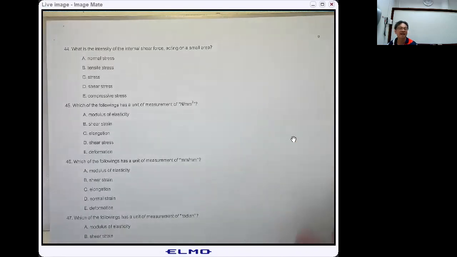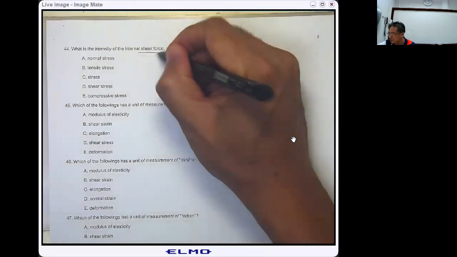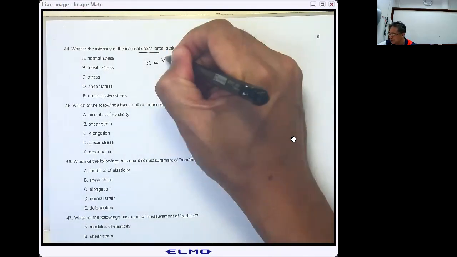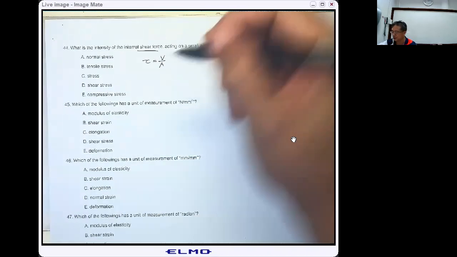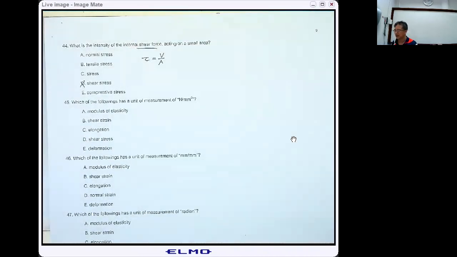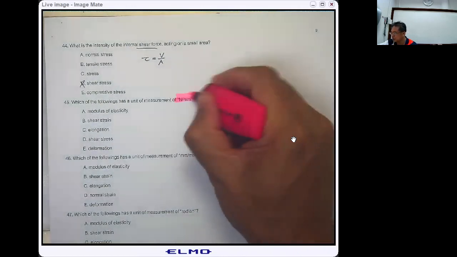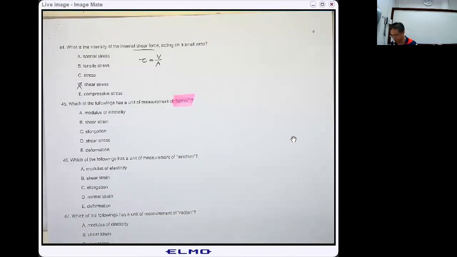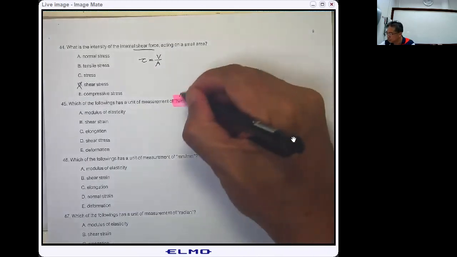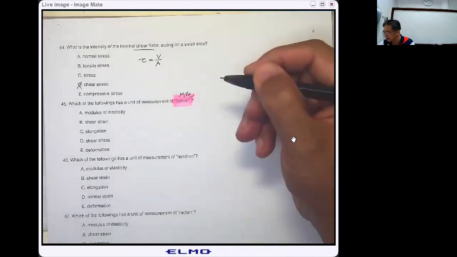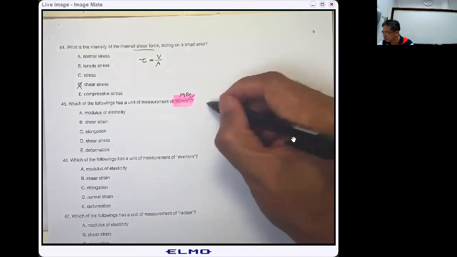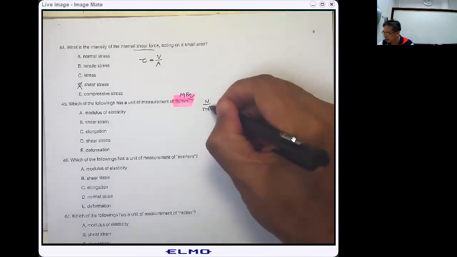What is the intensity of the internal, oh, this is shear force. So this is tau equal to V over A. So the answer is going to be shear stress. Okay. And then they ask us which one in the unit of this. You know the Newton per square millimeter is equivalent to megapascal, right? This is going to be Newton per square millimeter.